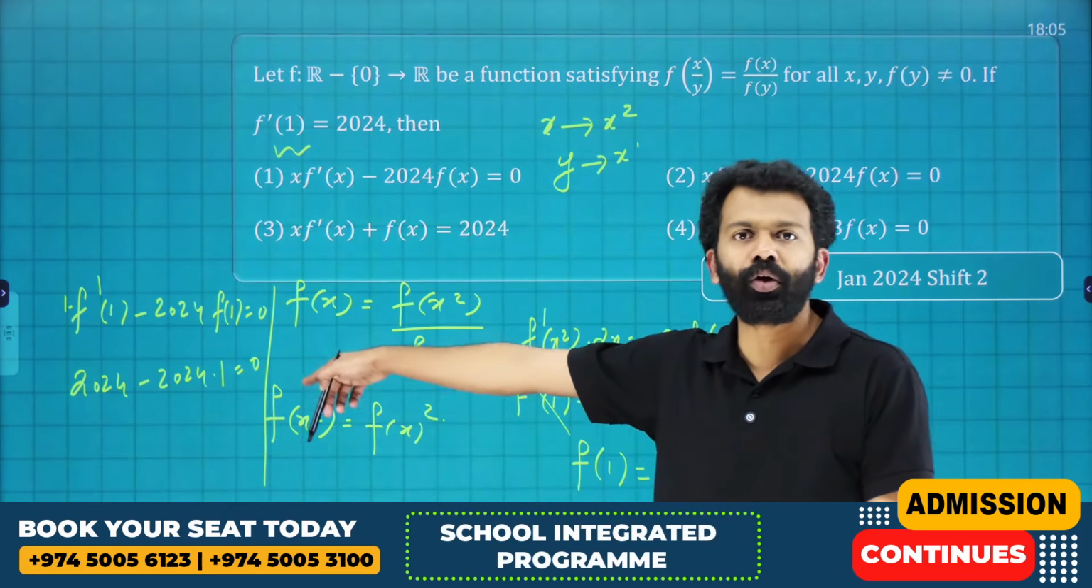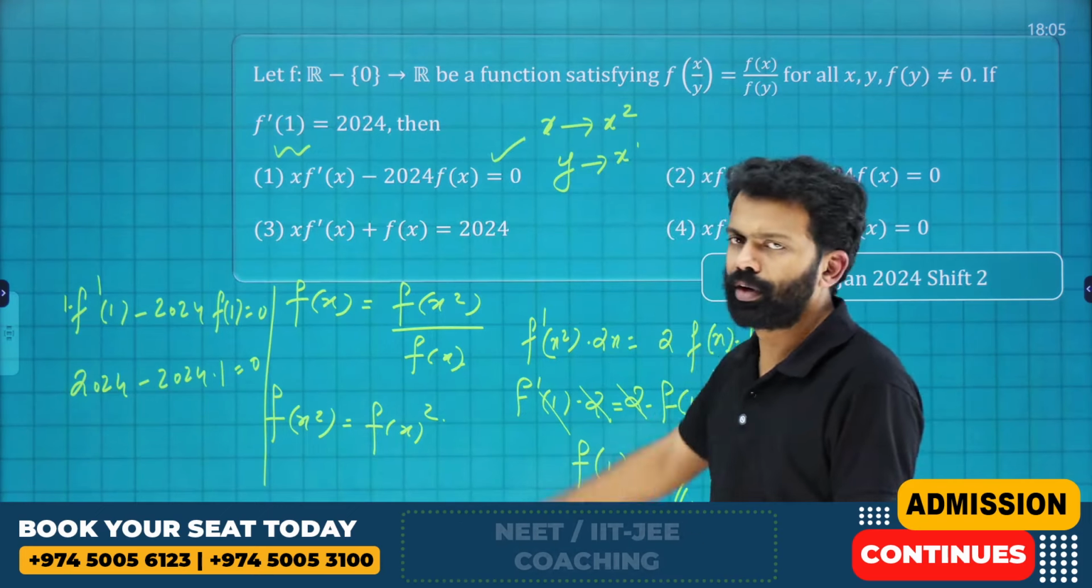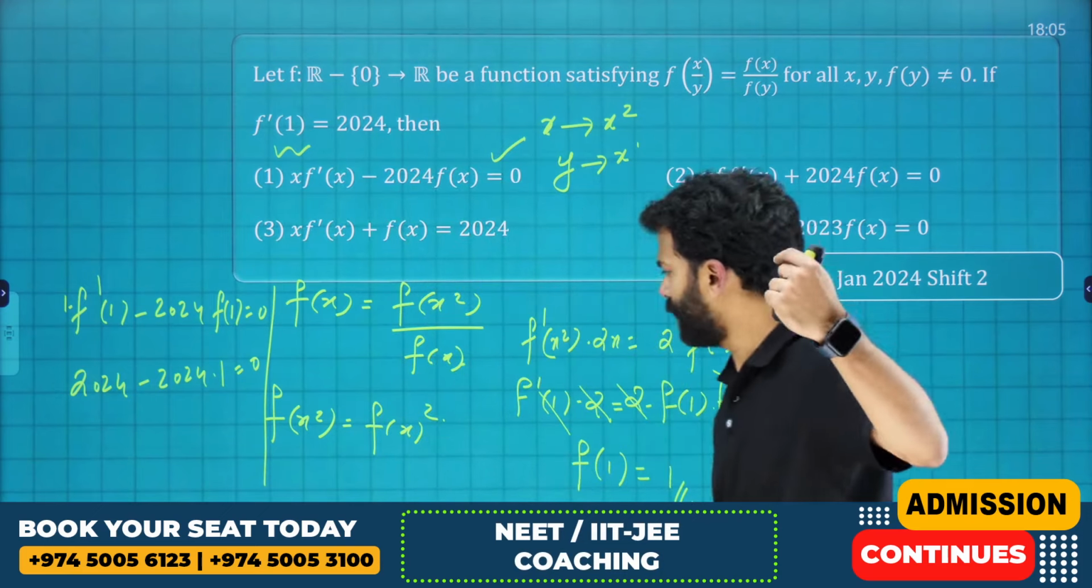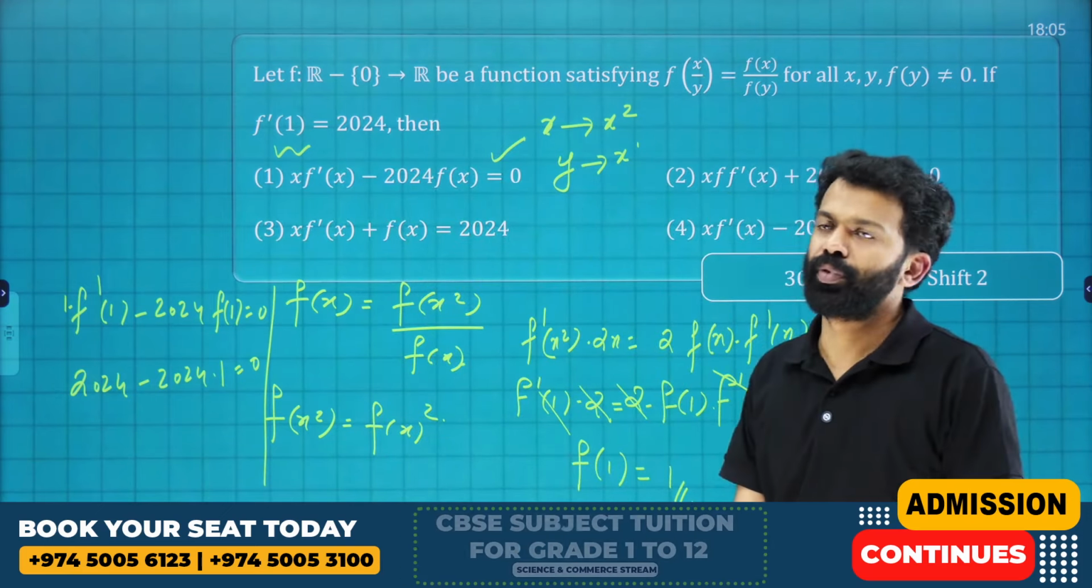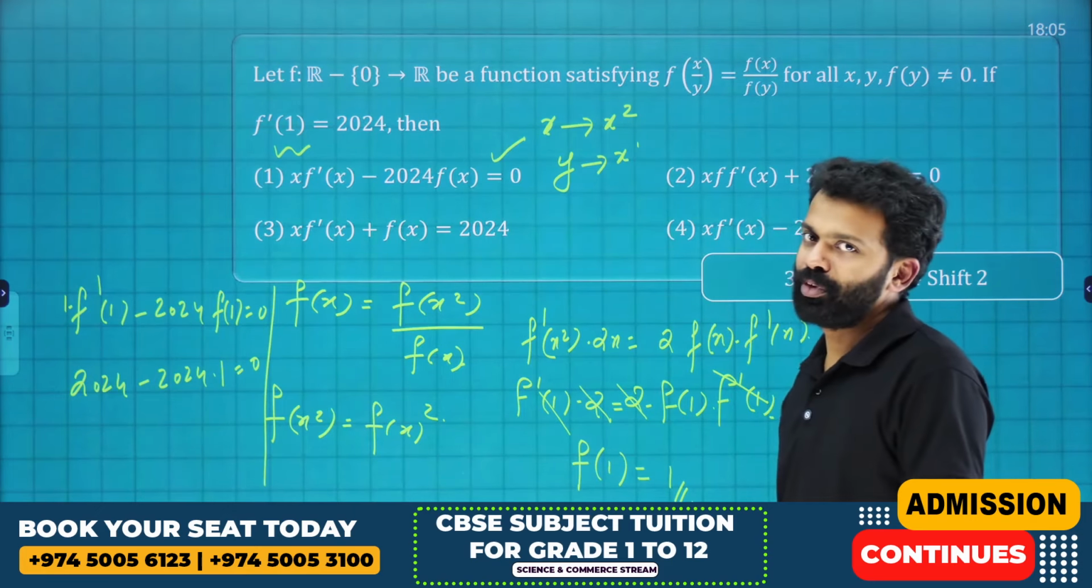Therefore, LHS is equal to RHS. Therefore, according to the given data, our correct answer is this one. Okay, there is no need of finding f of x here. Using the given data and using a simple technique, you can point out the final answer here. Okay, hope you got the idea here. And we can move to the next one.